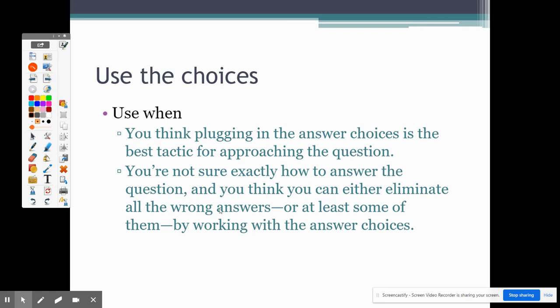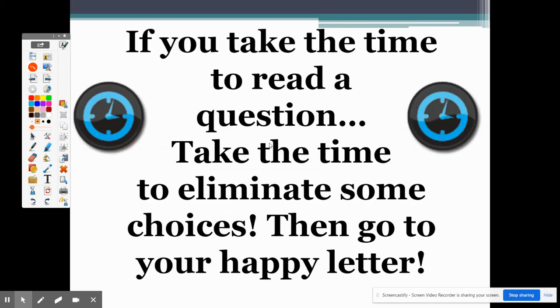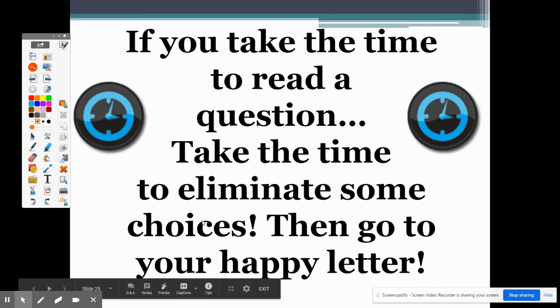You should do that anytime you want to eliminate some answers or if you just don't know what to do. If you take the time to read the question and you have 13 to skip, you should probably say, can I eliminate any first? It will improve your chances of guessing. Then go to your happy letter. Oh, happy letter.